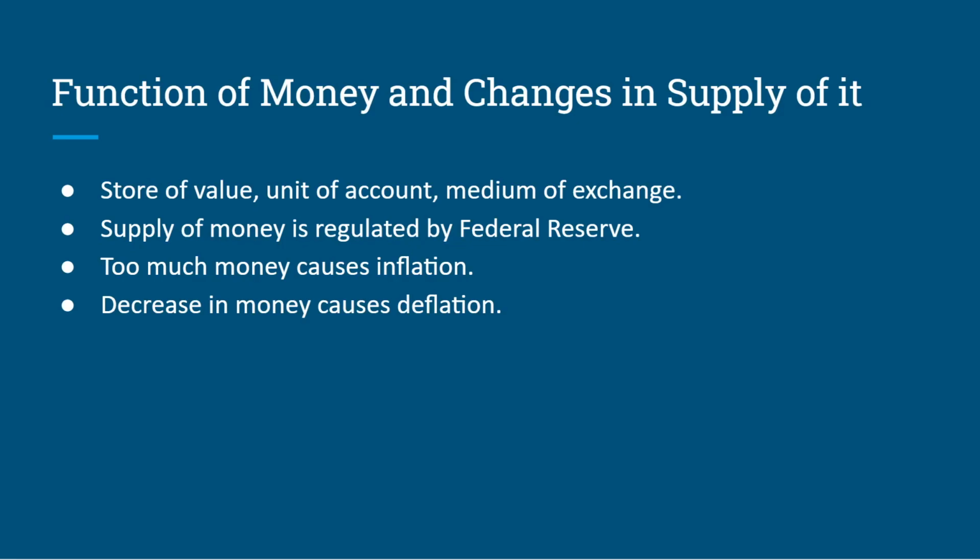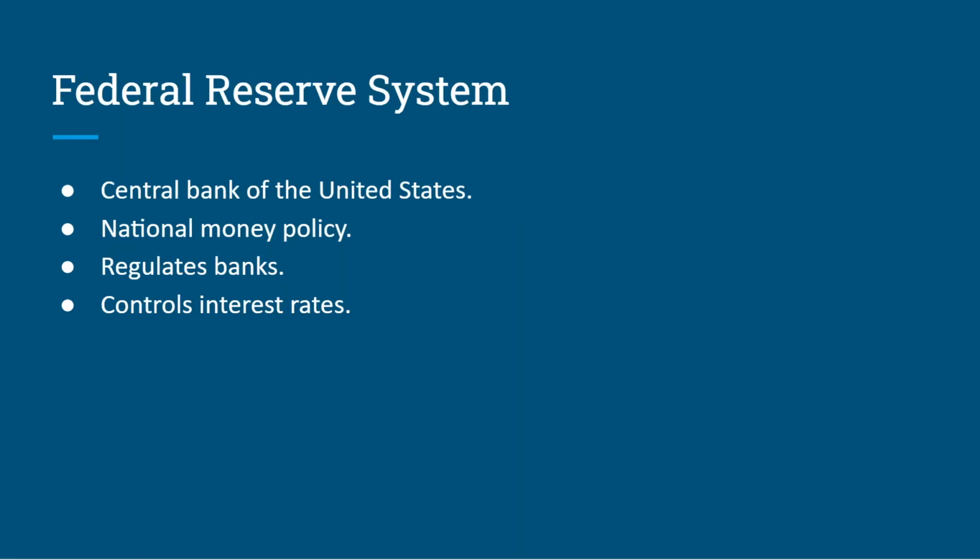First, it's important to understand the function of money. So money is a store of value, and we use it as a medium of exchange between each other. Supply of money is regulated by the Federal Reserve. Too much money causes inflation, which is an increase in prices, and a decrease in money causes deflation, which is the lowering of prices.